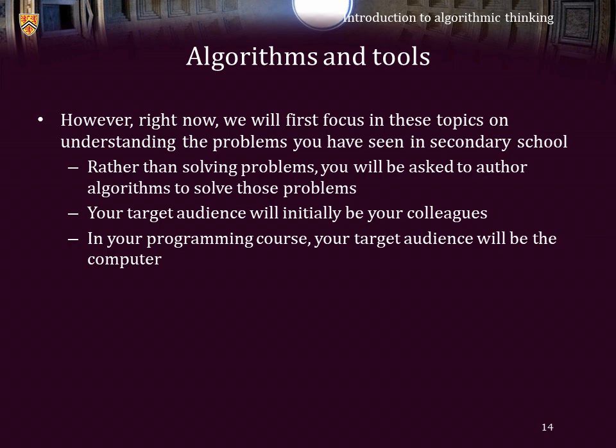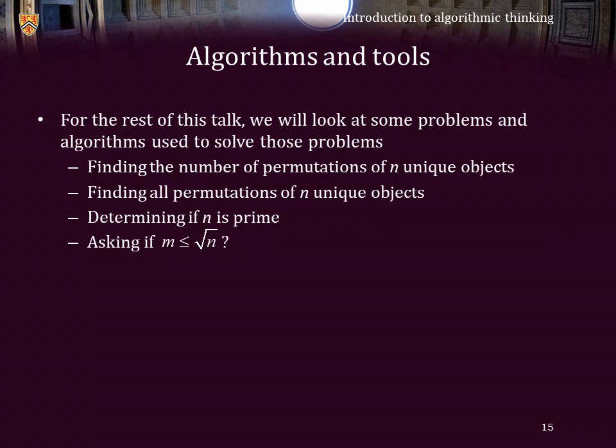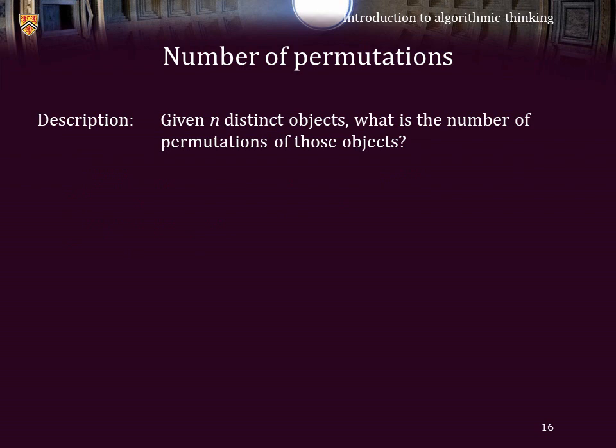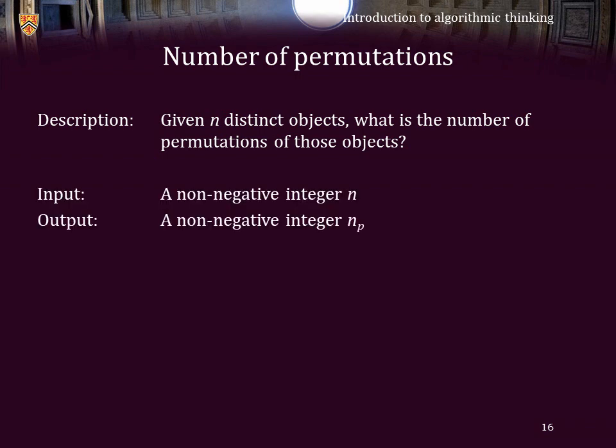requisite programming language. So for the rest of the talk, we're going to look at some problems and algorithms used to solve these problems: finding the number of permutations of n unique objects, finding all permutations of n unique objects, determining if n is prime, and asking if one integer m is less than or equal to the square root of another integer n. So starting with the first one, given n distinct objects, what is the number of permutations of those objects? Well, the input is a non-negative integer n, the output is a non-negative integer n sub p, the number of permutations.